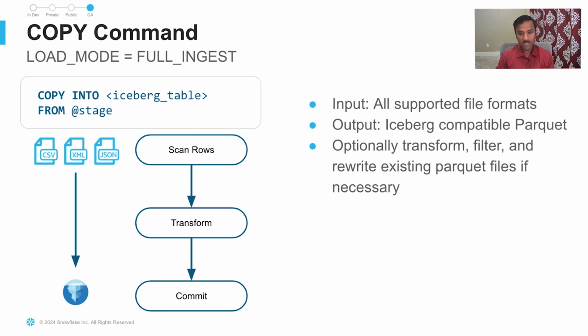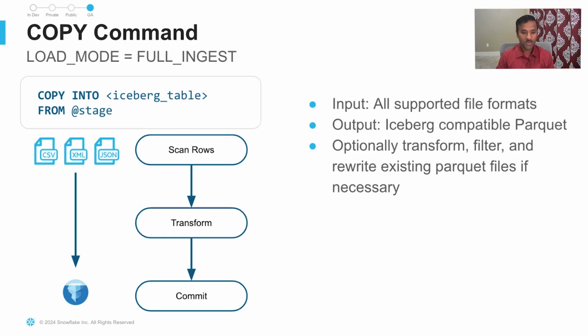The syntax for this is copy into your Iceberg table from your stage. A stage is an object that you create in Snowflake to point to a cloud storage provider location that has your data files. Copy command also supports projections and transformations, which allow you to change the source data before it is loaded into the Iceberg table. Source files can be in any of the file formats supported by copy. A few of them are shown on your screen: CSV, XML, and JSON.